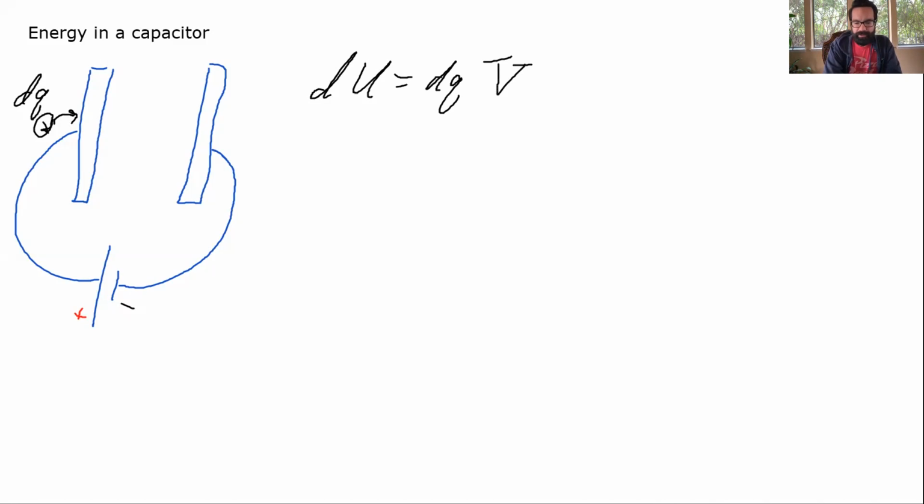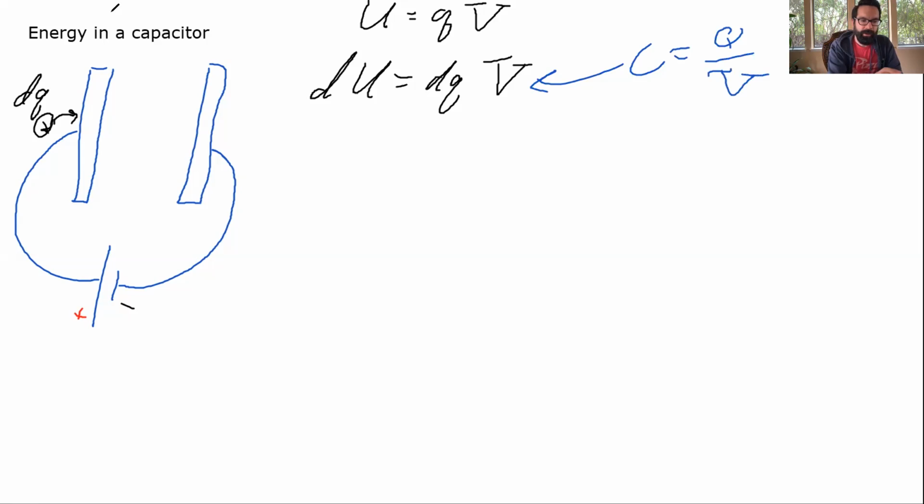Okay, so where did I get that equation from? Well, we saw last time that U equals Q times V is energy. This time I'm moving one little piece of charge on there. So for a small change in charge, my dq, at a certain voltage, I get a dU. Well, this voltage, if we're talking about a capacitor, is related to charge. Remember, capacitance equals Q over V.